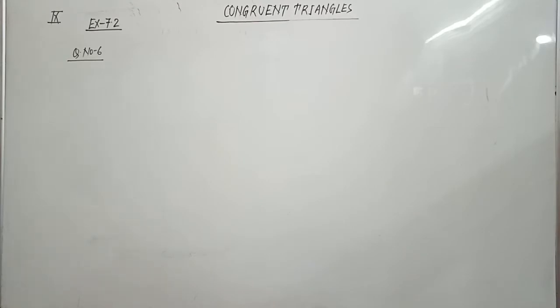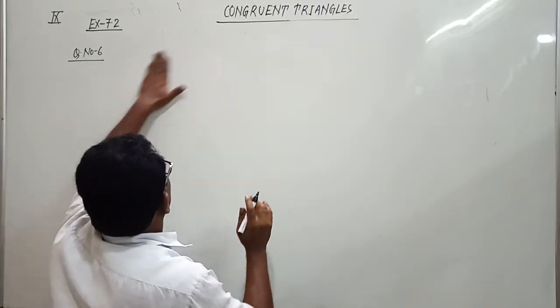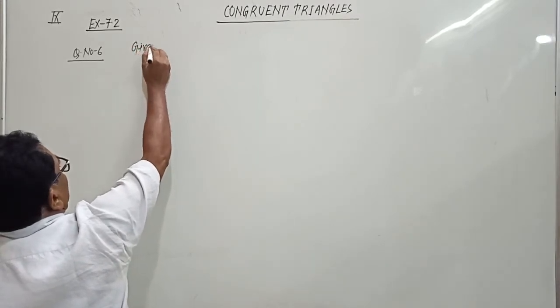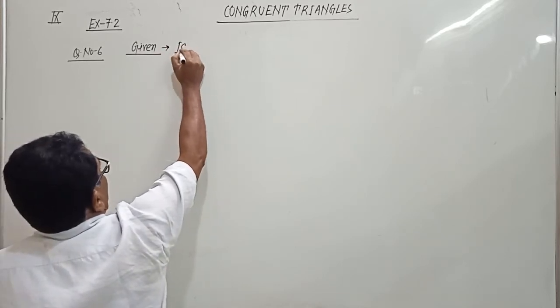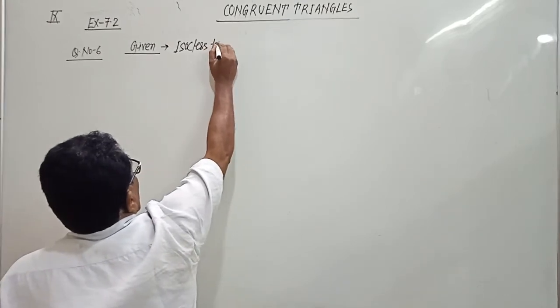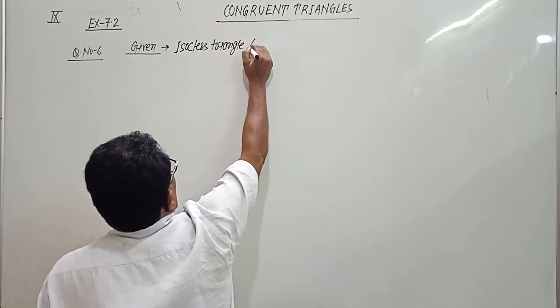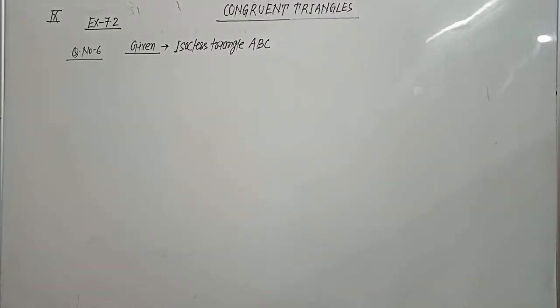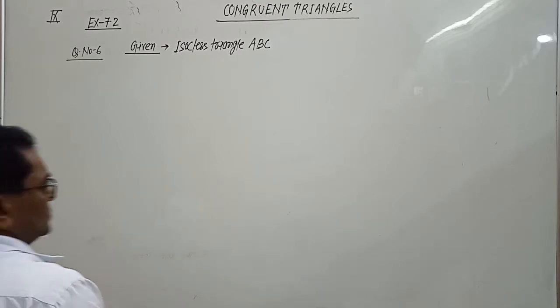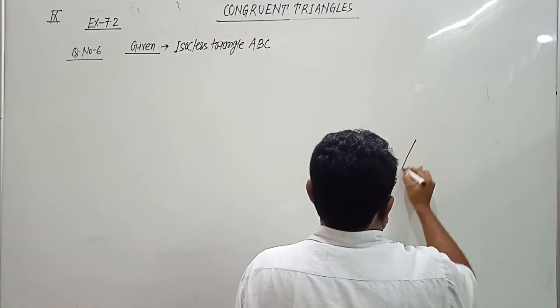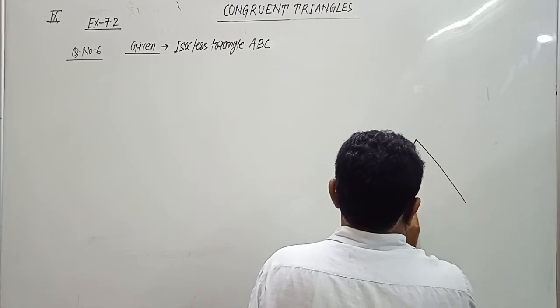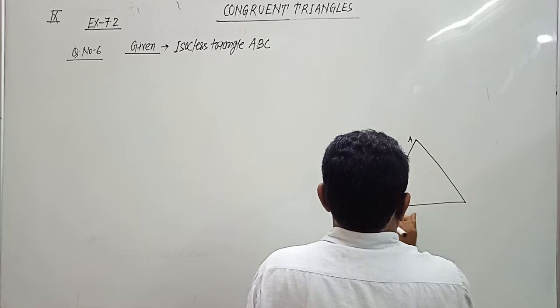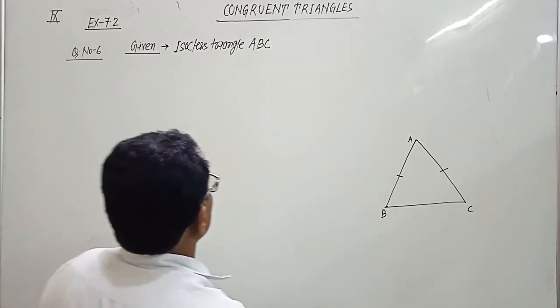We have given triangle ABC is an isosceles triangle, in which side AB is equal to side AC.